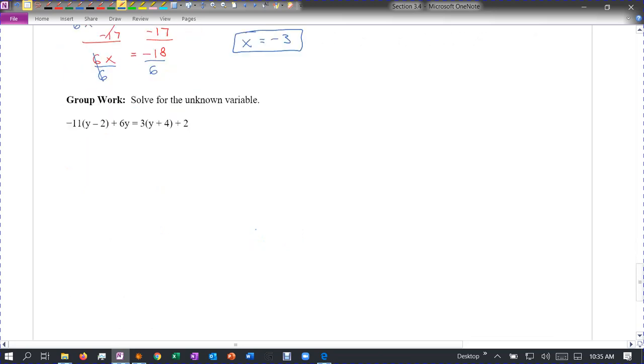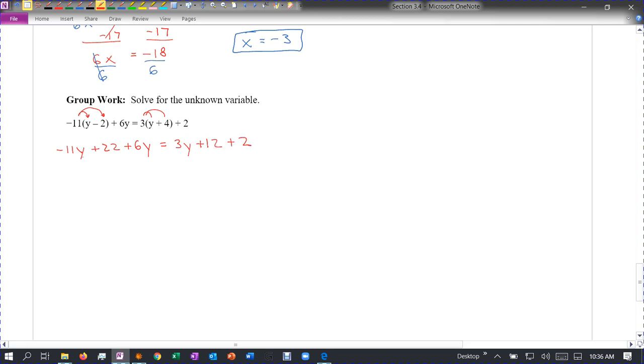So why don't you see if you can work through this one? Pause the video here. Okay. Let me work through this. So same thing, distribute first. It gives me a negative 11y. Be careful here, plus 22. Plus 6y, then equals, distribute the 3 through, 3y, plus 12, and we still had a plus 2 there.